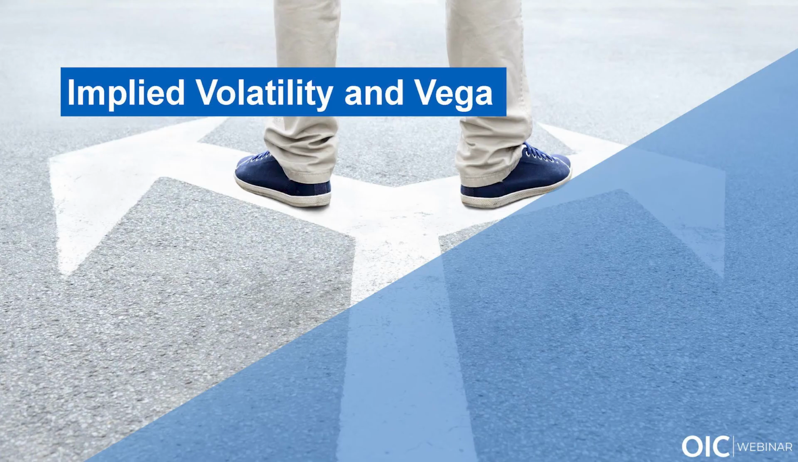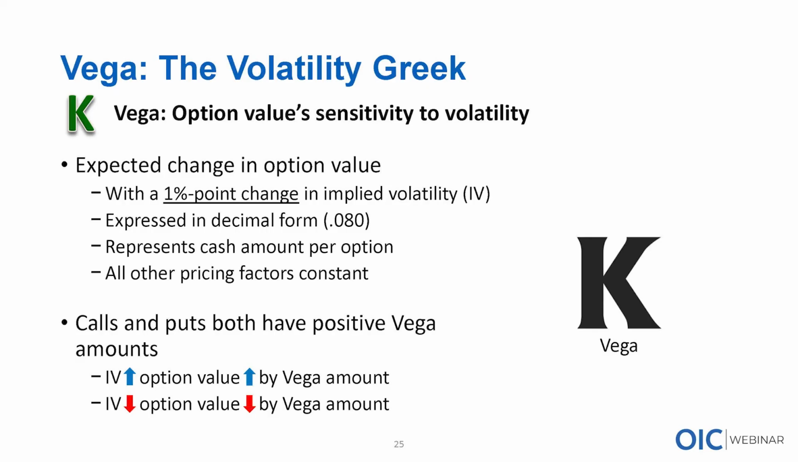All right, so now let's take a look at implied volatility and Vega. So what is Vega? Vega is an option's value sensitivity to changes in implied volatility. So with every 1% point change in implied volatility, how much will my option position change?